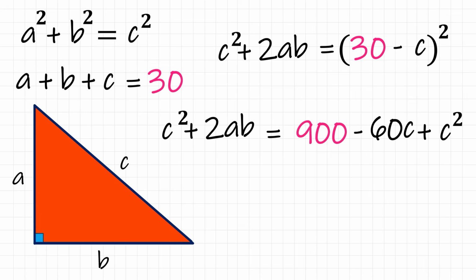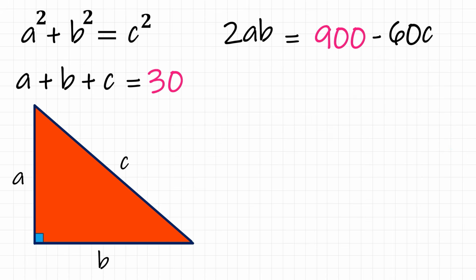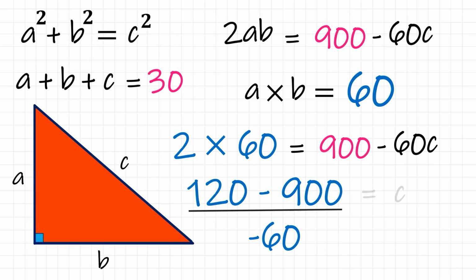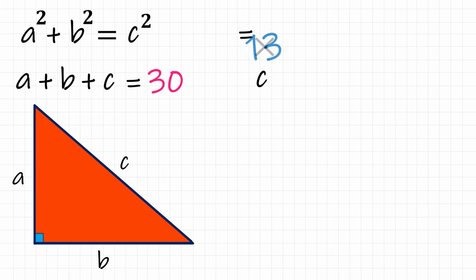Because we have the equivalent of C squared on the left and an actual C squared on the right, they perfectly cancel each other out. The hardest part of the problem just vanished. We are left with 2AB equals 900 minus 60C. But remember our visual rectangle from earlier? We already know that A times B is 60, so 2 times 60 is 120. A quick algebraic shift, and we find our hypotenuse, C, is exactly 13.